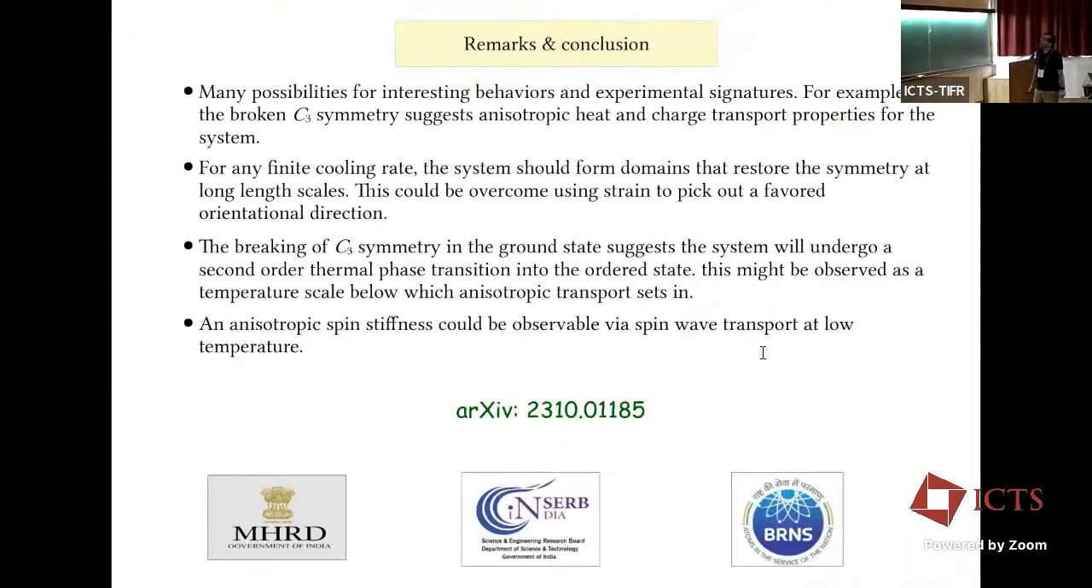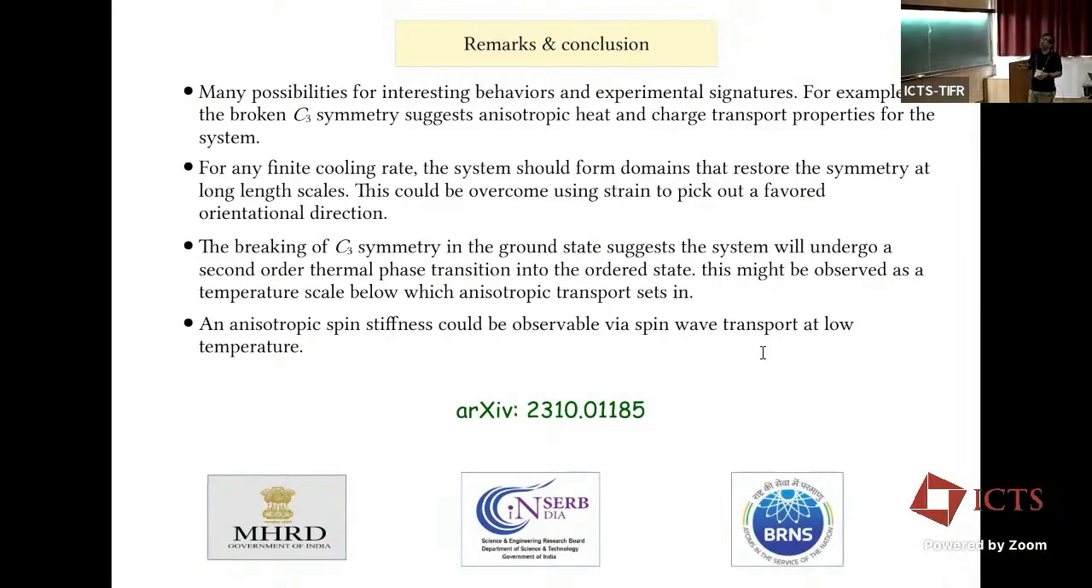All right, so let me just conclude. There are many possibilities of experimental signatures of this. The broken C3 symmetry immediately suggests anisotropic spin transport, which can be observed in heat experiments and charge transport. The system may form domains. Typically by applying strain, you can break the C3 symmetry yourself and nudge the system to form domains in particular directions.